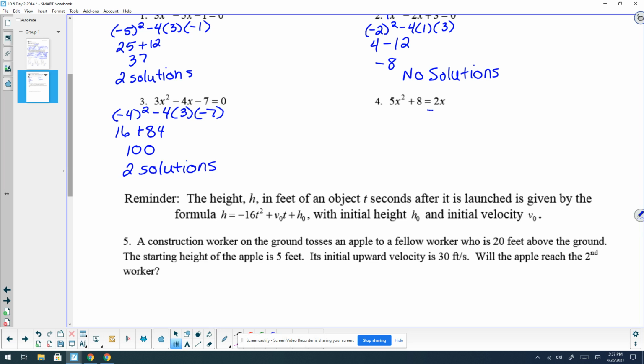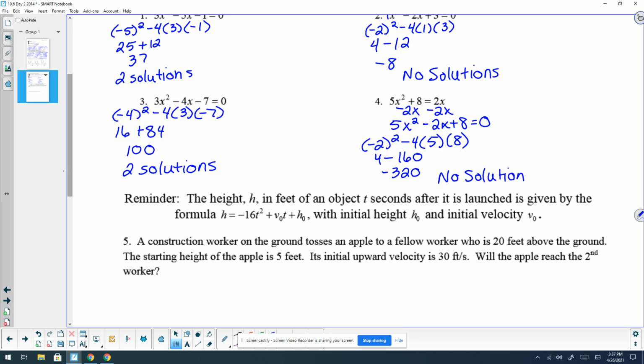And then the last one, I have to have it set equal to 0 first. So I need to subtract the 2x. So I have 5x squared minus 2x plus 8 equals 0. My b value then is negative 2. I need to square that. Minus 4 times my a, which is 5, times my c, which is 8. This gets me 4. And negative 4 times 5 times 8 is negative 160. So 4 minus 160 would be negative 156, meaning I have no solutions.